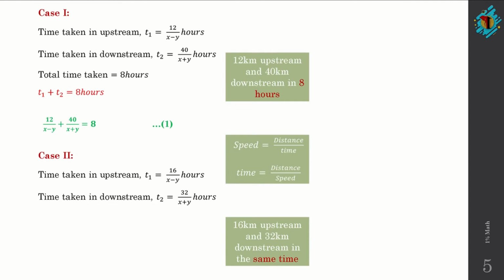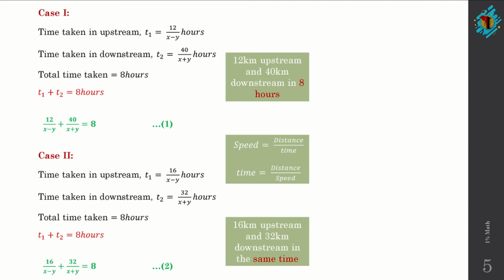So we already know in case 1 that time taken in upstream is T1. Here it becomes 16 by x minus y hours, whereas time taken in downstream will be 32 by x plus y hours. So total time is 8 hours, as it is told as same time. So T1 plus T2 becomes 8 hours. Replace it, it becomes 16 by x minus y plus 32 by x plus y is equal to 8. It is going to be our equation 2. So we have to solve these two equations.